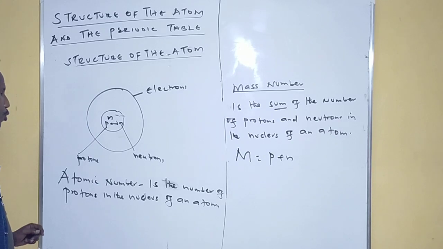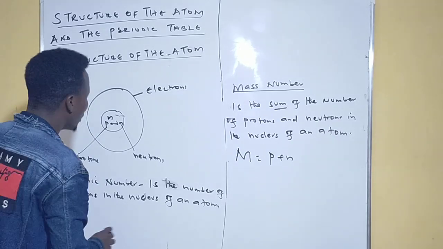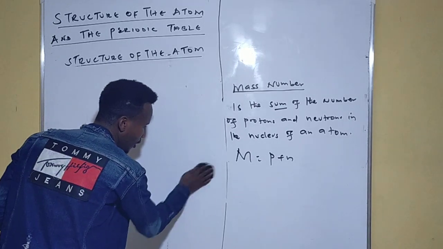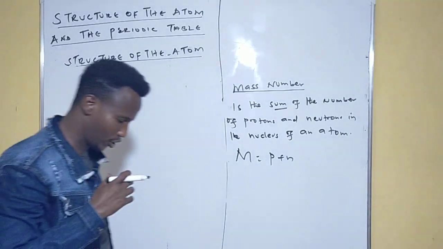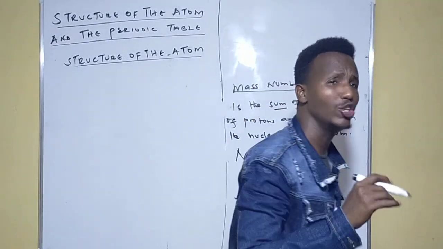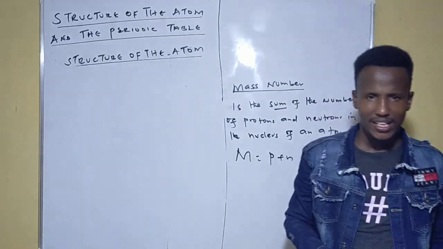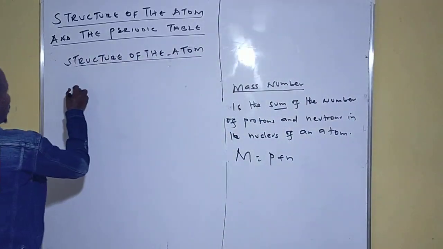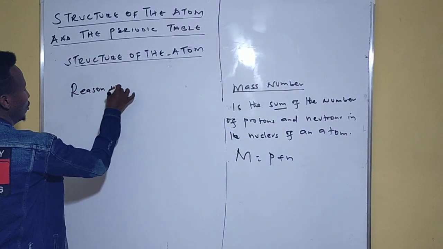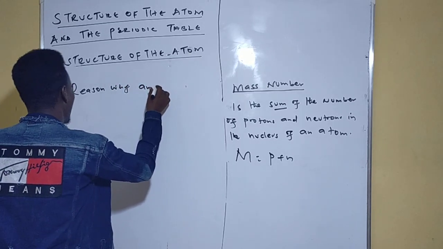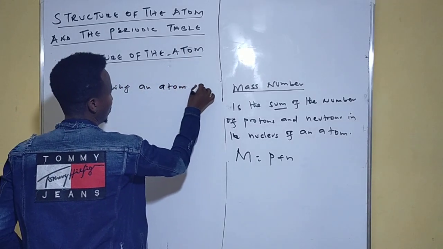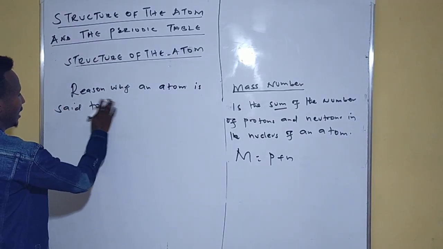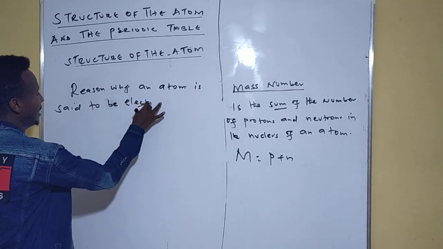That's another possible question. Another possible question from the structure of an atom is, you can be told to explain why an atom is said to be electrically neutral. So let's try that. Give the reason why an atom is said to be electrically neutral.